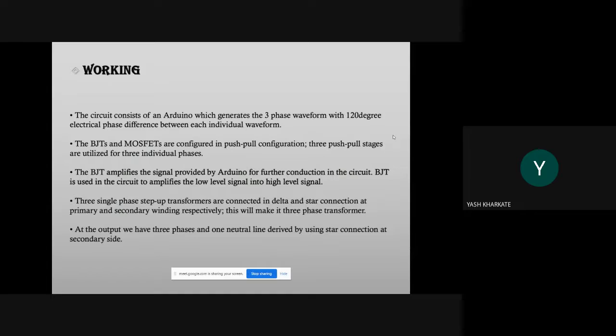The circuit consists of an Arduino, which generates the signal. As discussed, this is the working. A BJT amplifies the signal provided by the Arduino for further conduction in the circuit. So the BJT is used in the circuit to amplify the low level signal into a high level signal.